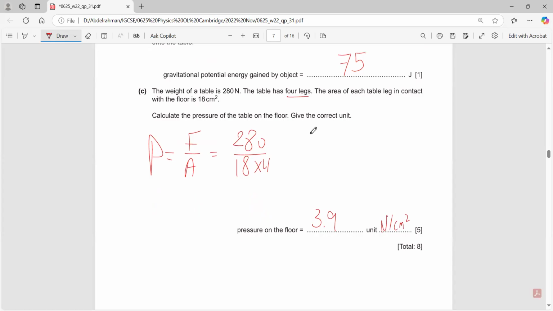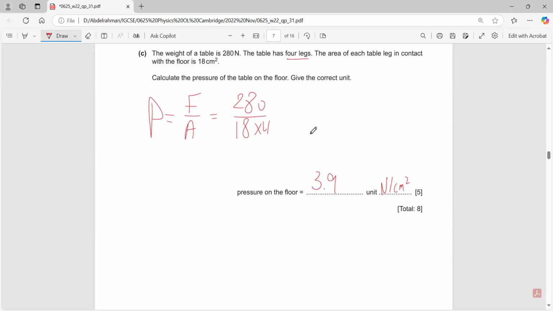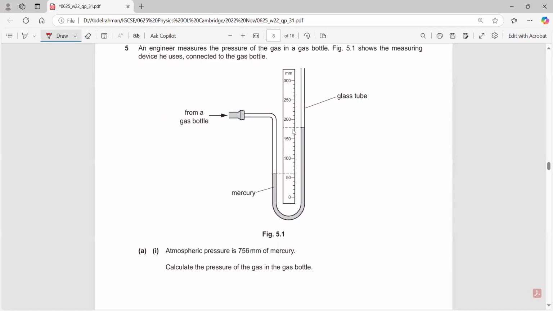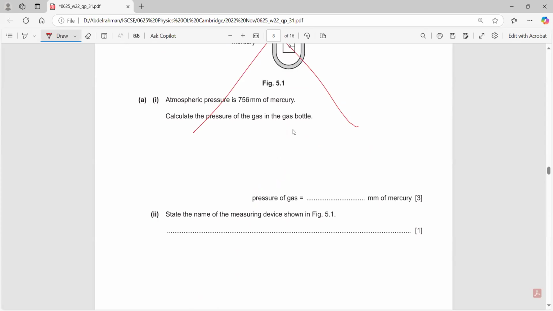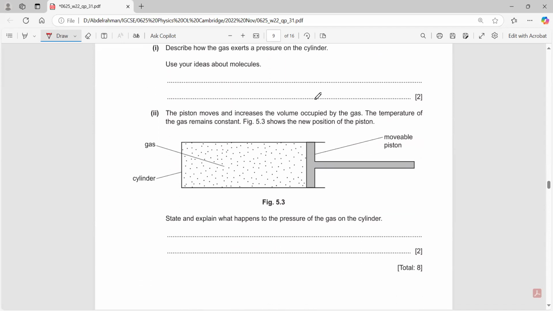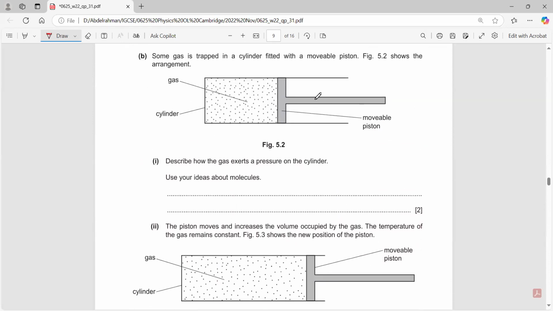5 marks. 5 very easy marks. Okay, question 5 has been removed. You're not required to answer question 5, part A has been removed. We can solve part B.